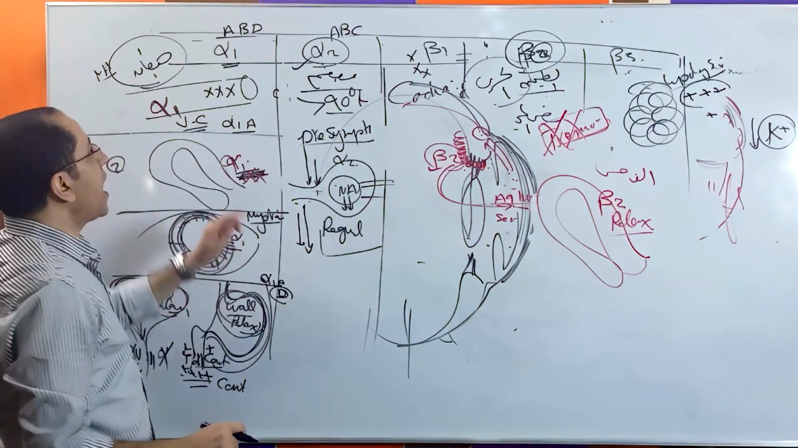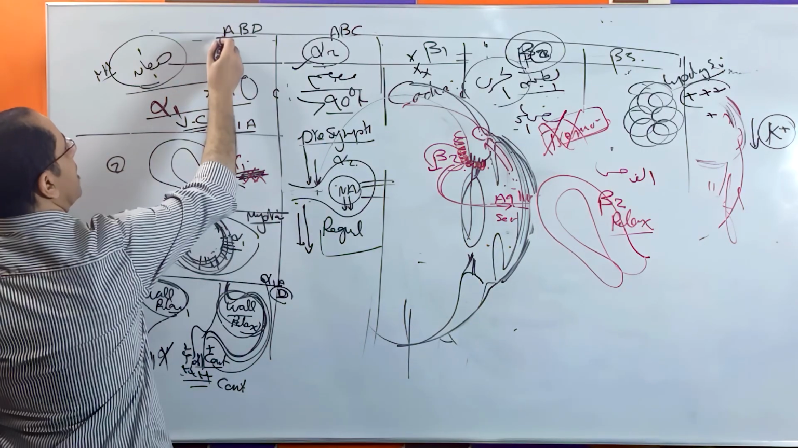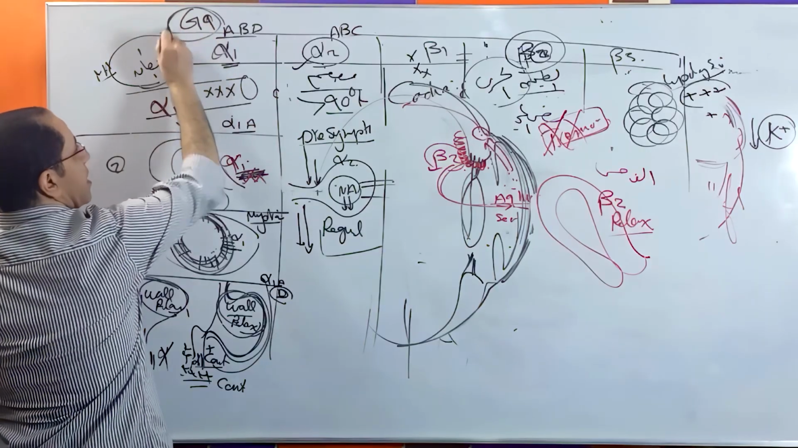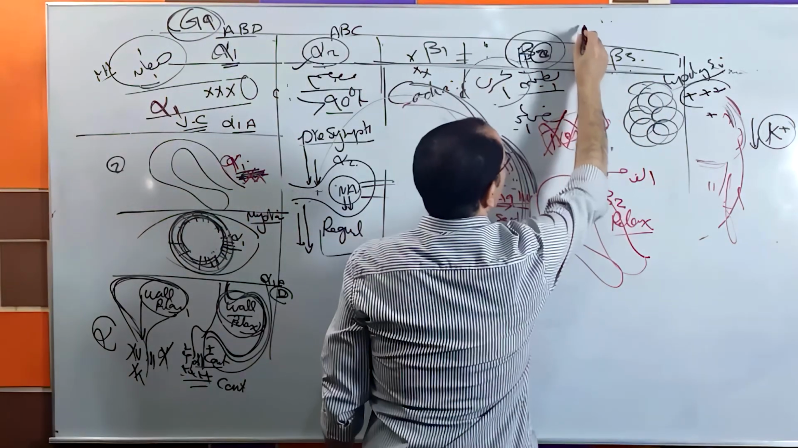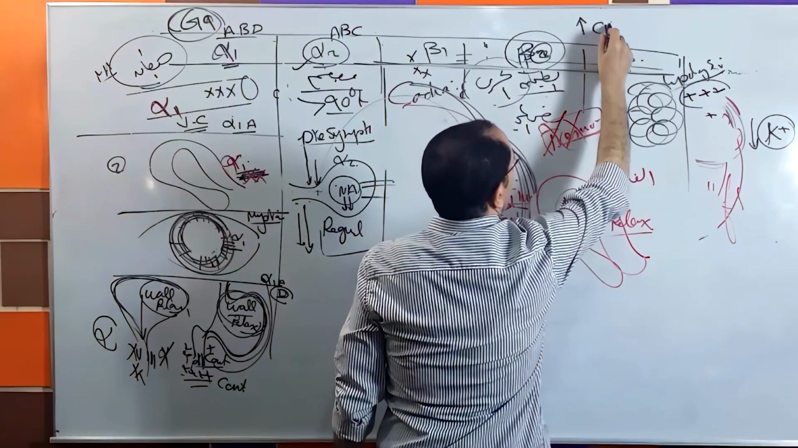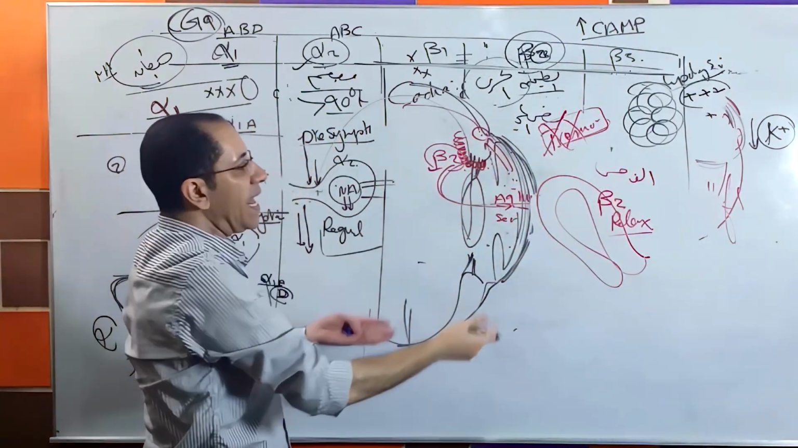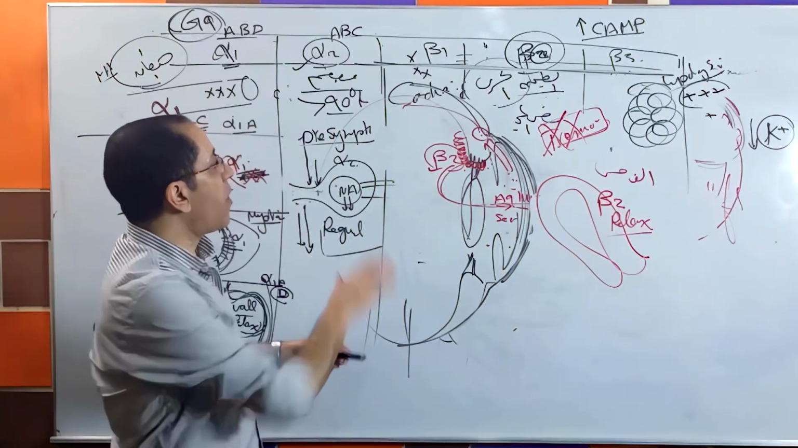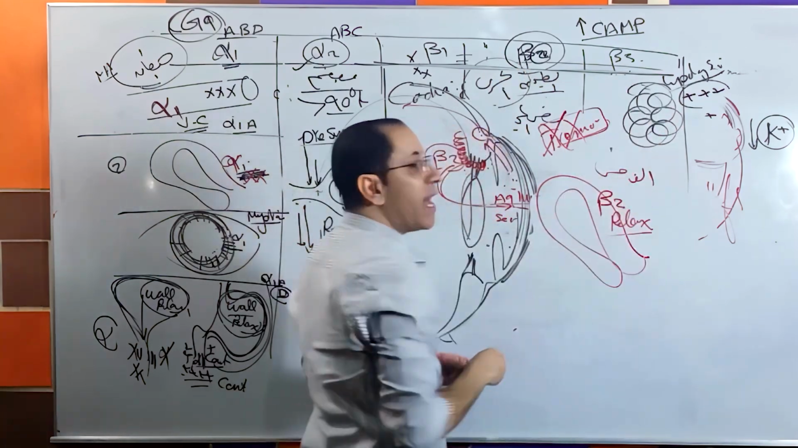I told you that alpha 1 second messenger is... which type of messenger? I told you that alpha 1 activation turns on a protein called Gq. Do you remember? All types of beta receptors, when they are activated, they turn on the same second messenger called cyclic AMP. When cyclic AMP is increased inside cells, it causes all of these effects which we discussed. So why don't they all have the same function? Why are beta 1, 2 and 3 doing different functions?